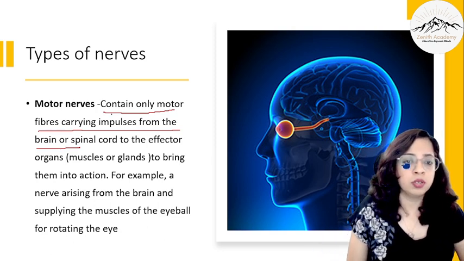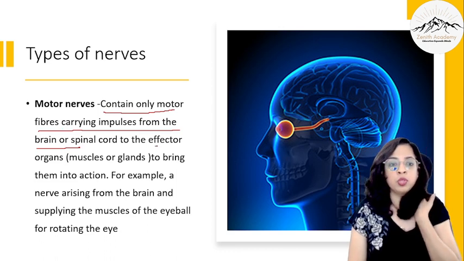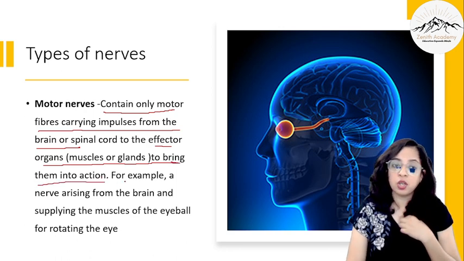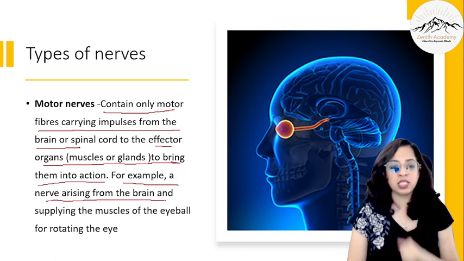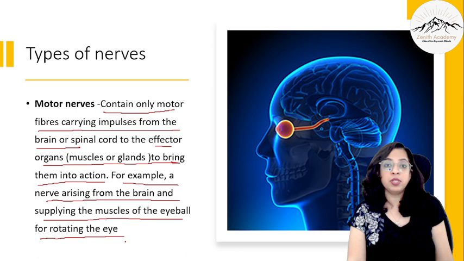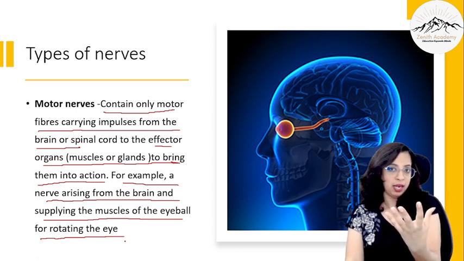So it contains motor fibers carrying impulses from the brain or spinal cord to the effector organ, muscles or glands, to bring them into action. For example, a nerve arising from the brain and supplying the muscles of the eyeball for rotating the eye. Now sometimes what happens, you see a bright light, okay, you see a bright light.